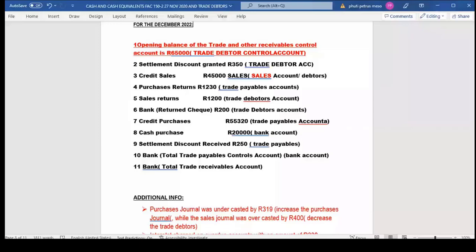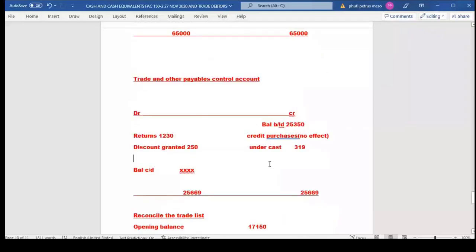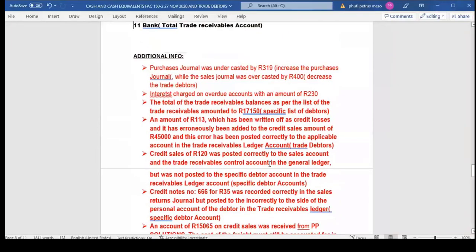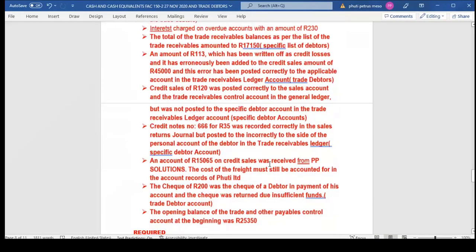But let's look at the next line item. Right, we've got an undercast of 319. Let's see where 319 is. I think I've seen it on the additional purchases. Look at bullet number 1. It says purchases journal was undercasted with an amount of 319. So there's an increase in the purchases journal because we need to add more as it was undercasted. That's why you see it on the credit side.